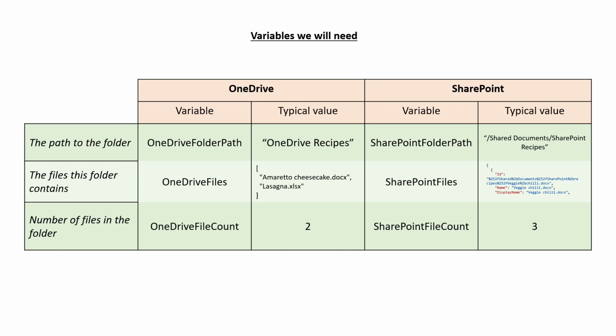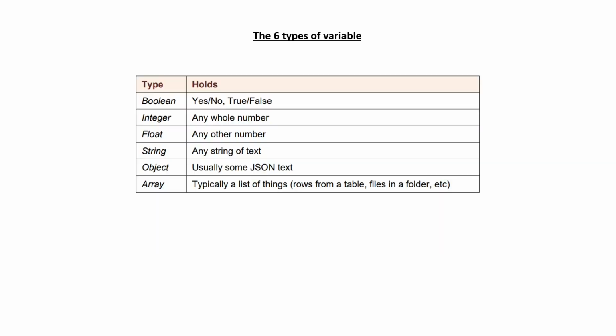So those are the variables we'll need. I think a bit of theory on variables is needed, and this won't take more than a minute or so. There's 6 types of variable in Power Automate. Boolean variables hold yes or no values. Integers hold whole numbers. So we'll use an integer variable to hold the number of files found in each folder.